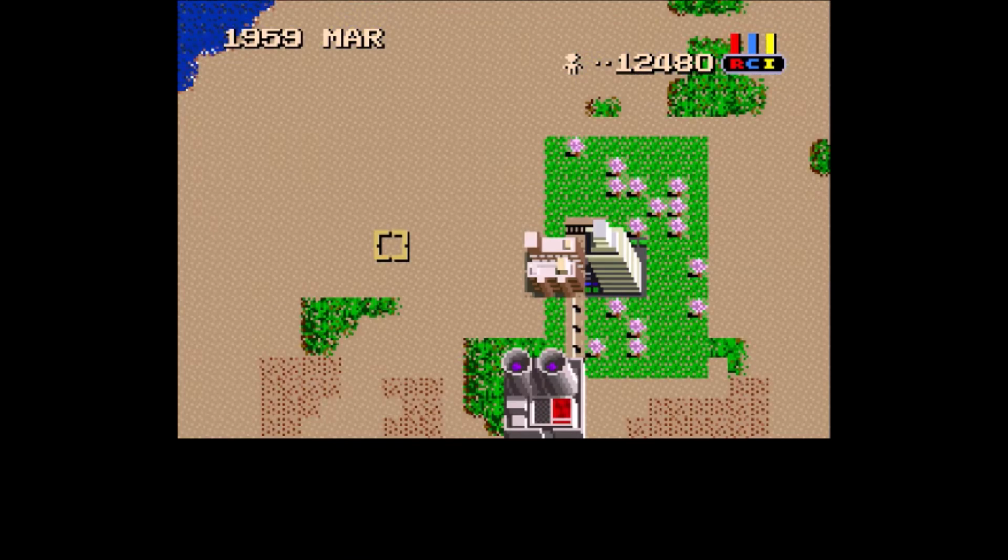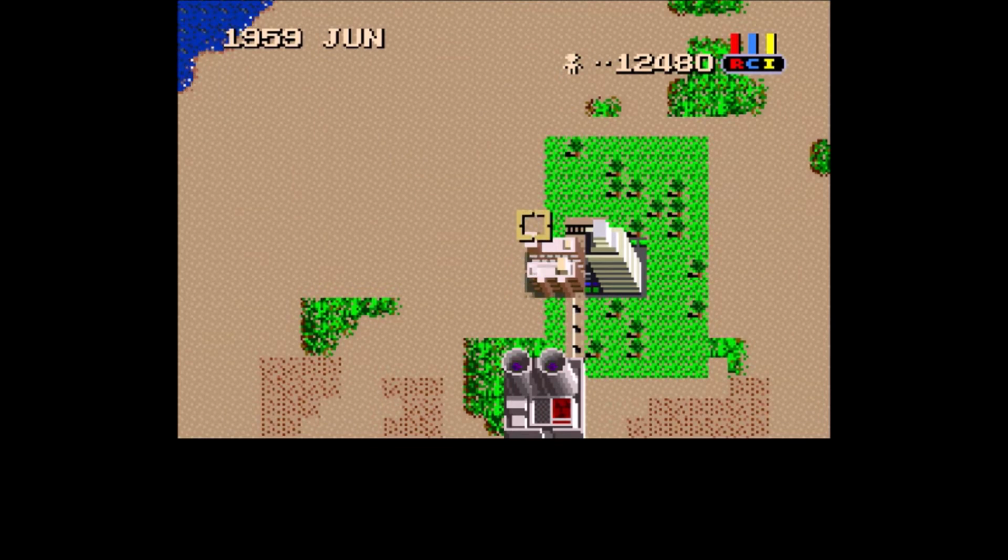Residential zones, on the other hand, will develop. However, the catch is they are sensitive to pollution, low land value, and crime. If you have lots of those things around a residential zone, it won't stop developing per se, but it will fluctuate up and down. It won't be stable. Whereas a commercial zone won't fluctuate, it will just stop developing and be paused in a certain position.